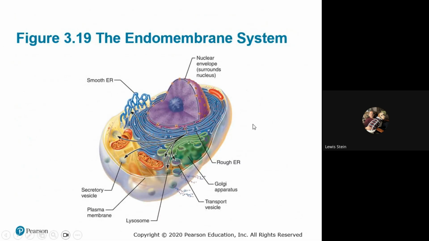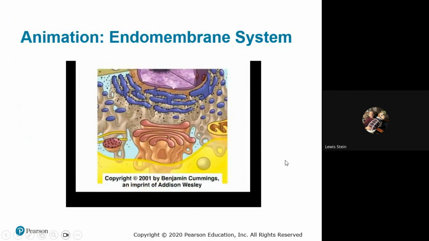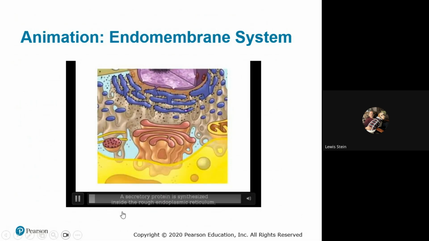And there's that same typical cell we've seen a zillion times. This is going to show it to you. I don't think there's a lot to this. The secretory protein is synthesized inside the rough endoplasmic reticulum. Here it is. It migrates through it and exits inside the vesicle. The vesicle travels through the cytoplasm to the Golgi apparatus. The Golgi apparatus modifies the protein.